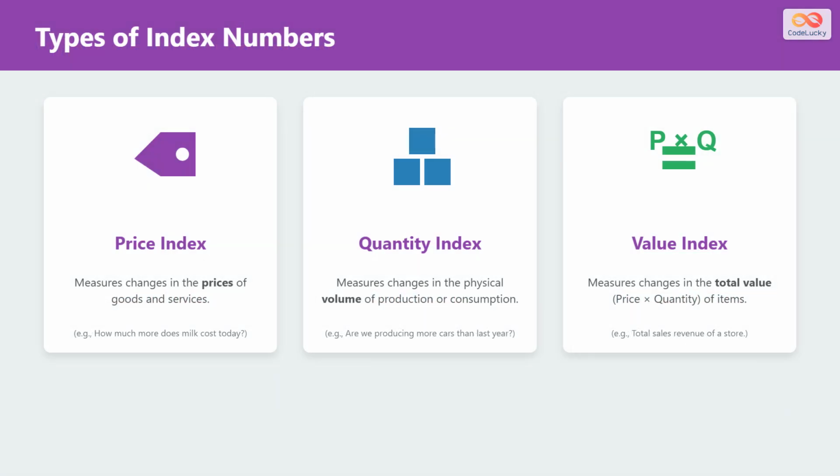There are three main types of index numbers you should know. First is the price index. This measures changes in the prices of goods. For example, checking if milk costs more today than it did last year. Second is the quantity index. This ignores price and looks at physical volume, like the number of cars produced by a factory. Third is the value index, which combines both price and quantity to look at the total value of trade or sales.